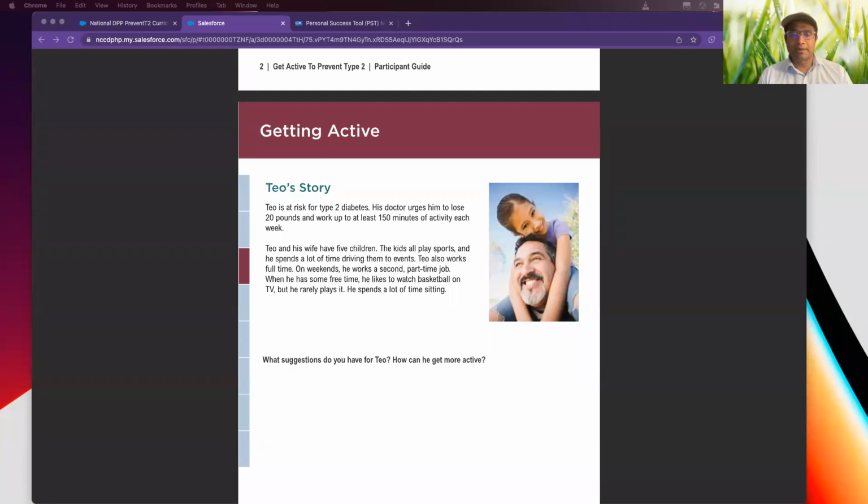As you know, you will be working towards at least 150 minutes of activity each week. It may take some time for you to reach that goal, or you're probably already there. But by making small changes, you'll build habits over time.